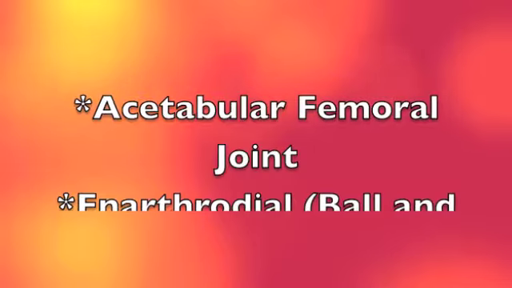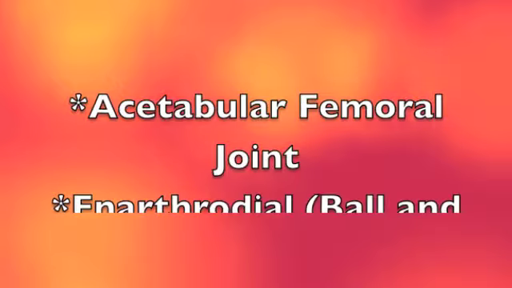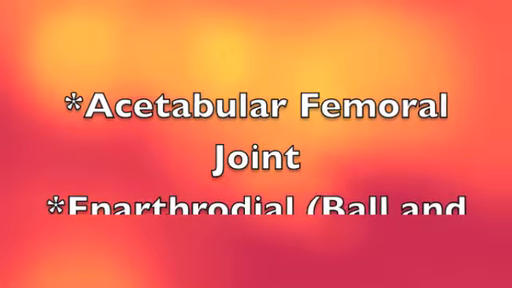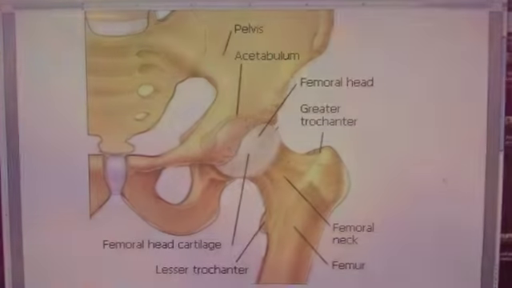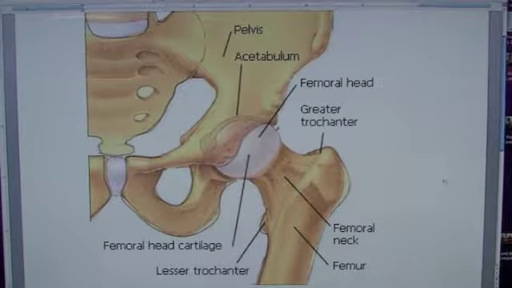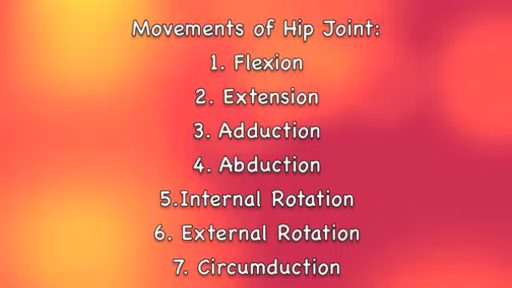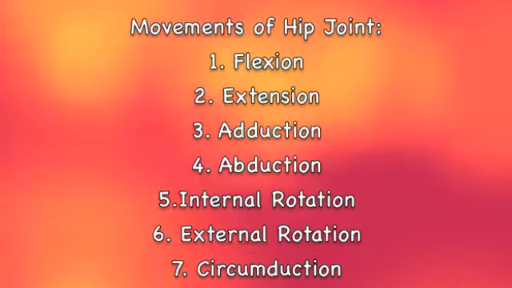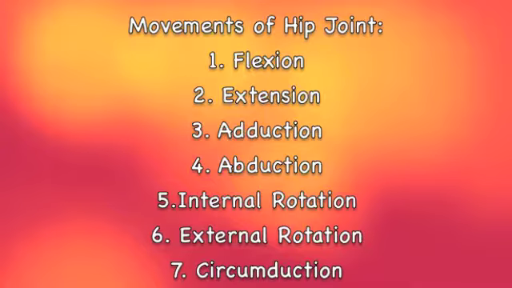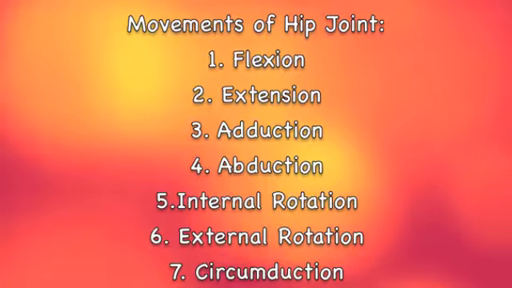The hip joint. The hip joint is also known as the acetabular femoral joint because it is the articulation of the acetabulum and the head of the femur. This joint is an interarthrial joint because it acts like a ball and socket. The hip joint has 7 different movements that it can perform. They are flexion, extension, adduction, abduction, internal rotation, external rotation, and circumduction.